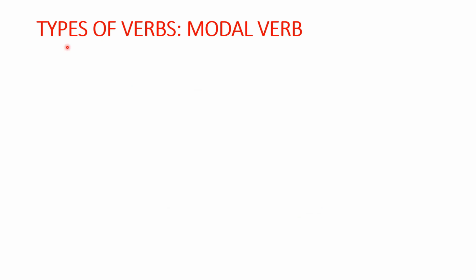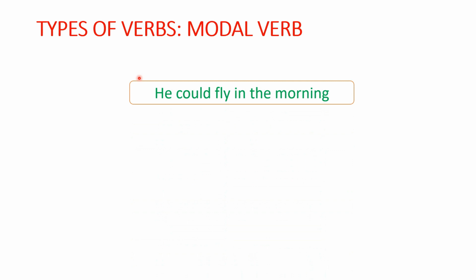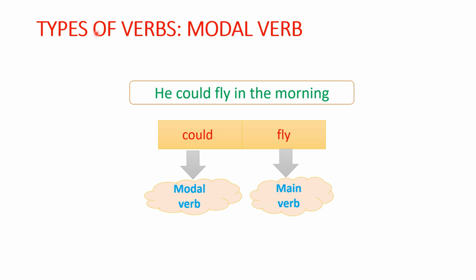Now we will see about the third type of verb, which is called a modal verb. Modal verbs give information about possibility. Let's take an example. He could fly in the morning. Here could and fly, these two are verbs. Here could is the modal verb and it defines the possibility, and fly is the main verb. So the verb which defines the possibility is called a modal verb.